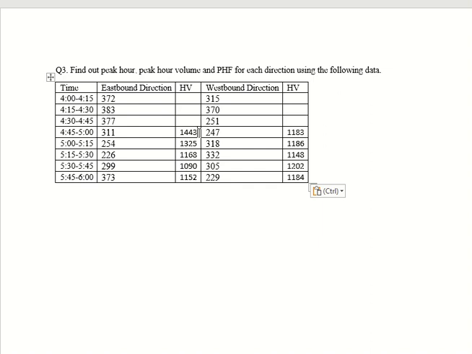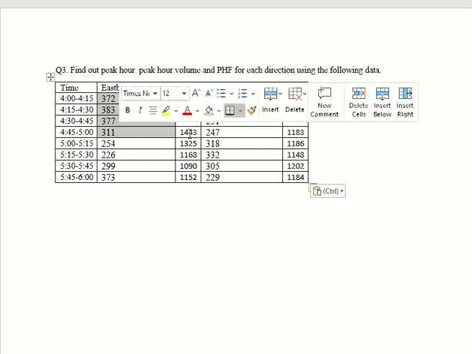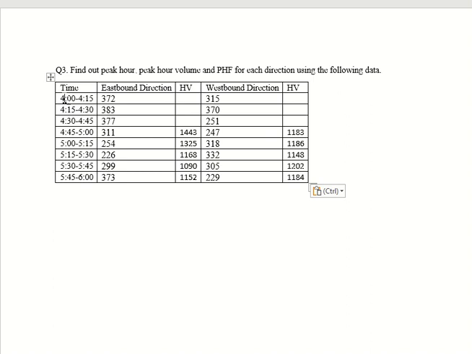Just to explain what I did, I combined the sets of 4 values. This value starts from 4 p.m. and ends at 5 p.m. The second value starts at 4:15 p.m. and ends at 5:15 p.m. So the sets of 4 values are the ones which are combined, and same thing for the other direction as well.